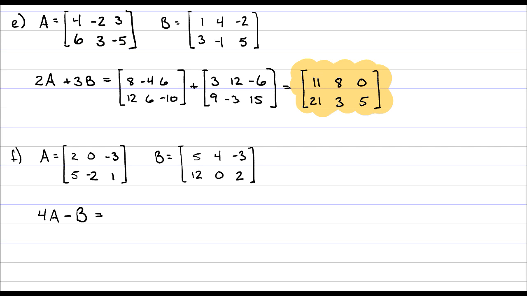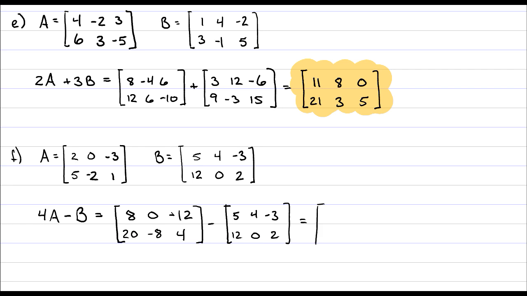And this last example is very similar. I first need to calculate 4A. So that gives me 8, 0, minus 12, 20, minus 8, and 4. And I want to subtract from that B. So that's 5, 4, minus 3, 12, 0, 2.